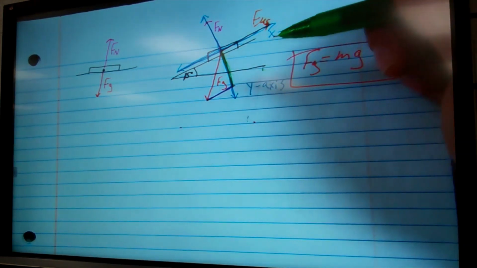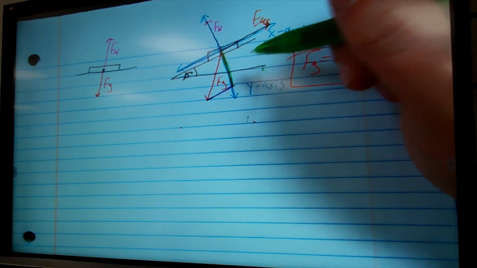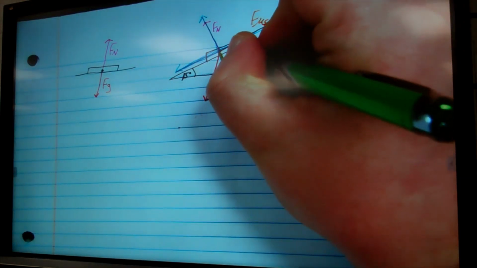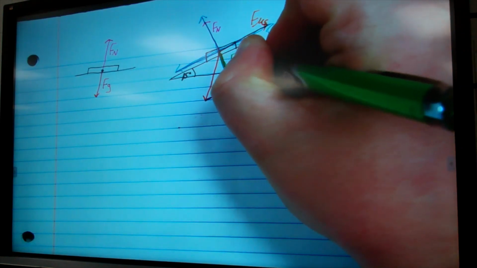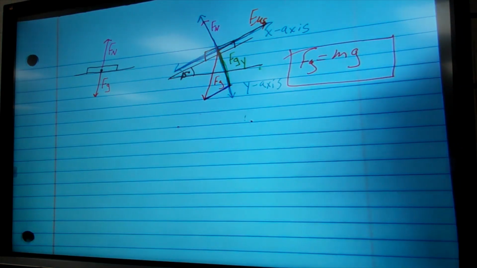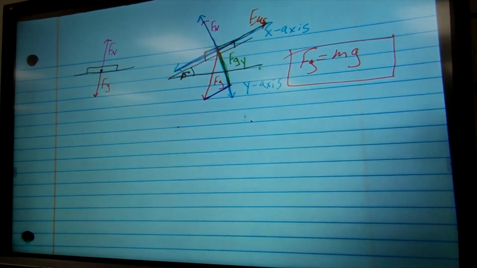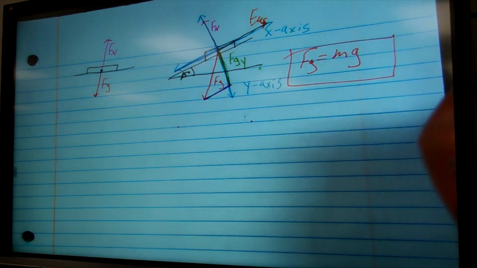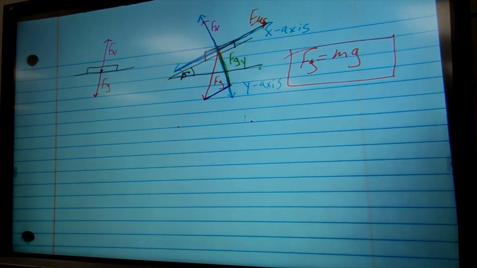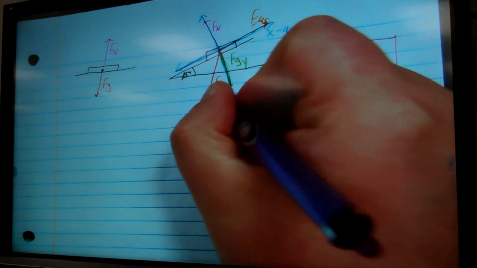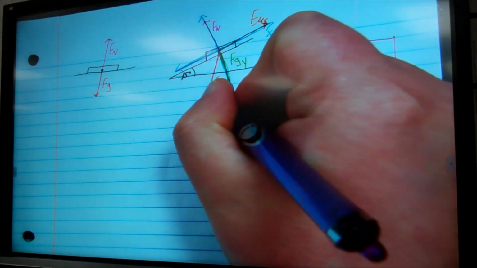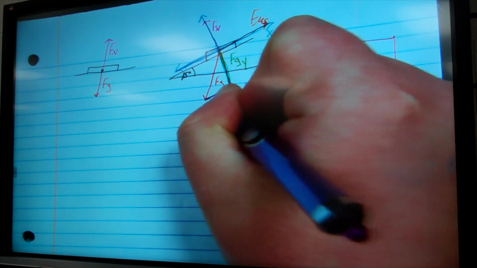Okay, so in this, we have this one coming here. Which axis is that on? The y-axis. So this is the force of gravity in the y direction. Why did you put a triangle there? Because we're going to use trig to find these components. Now this purple here is the force of gravity in the x direction.